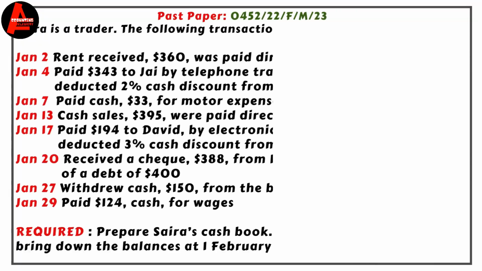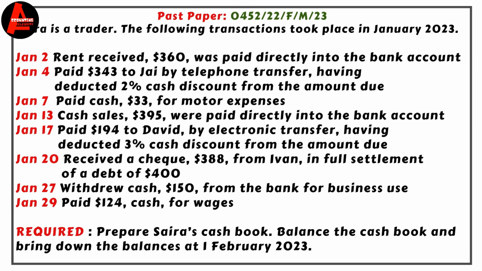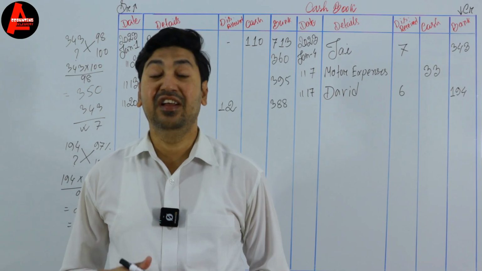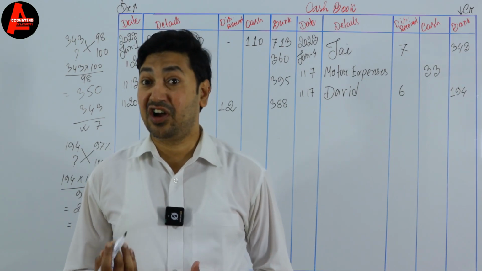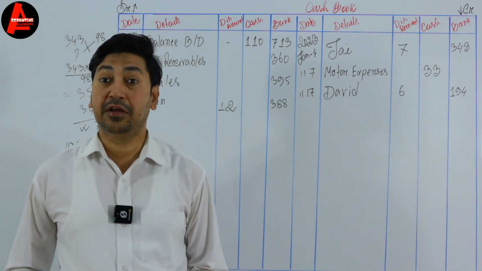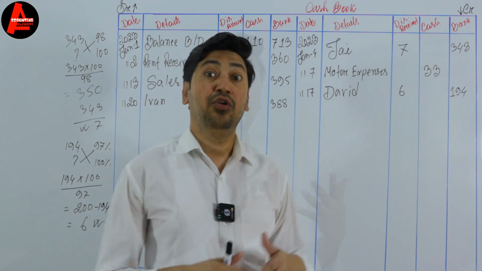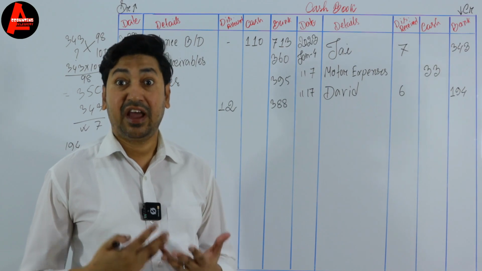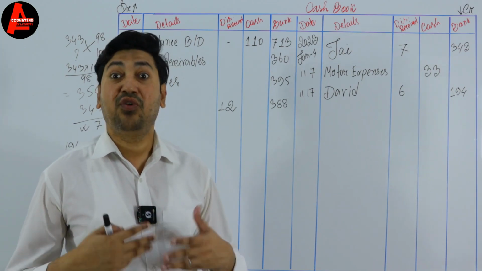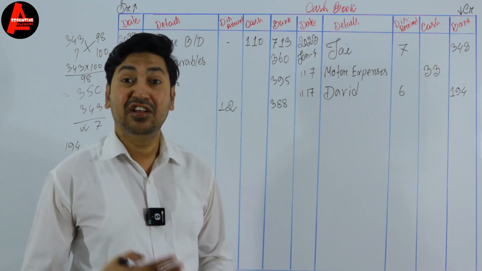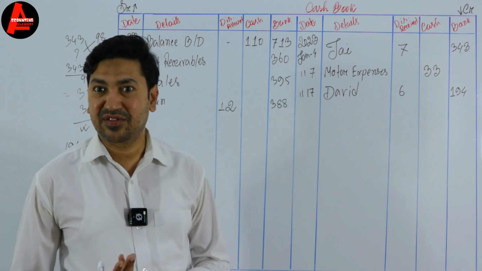January 27, withdraw cash $150 from bank for business use. So $150 withdrawn from bank. Here it is a contra entry. First of all, think about cash, then think about bank, because this transaction is linked with both bank and cash. If you think about cash, what happens to cash? You receive cash from bank. So does cash increase or decrease?